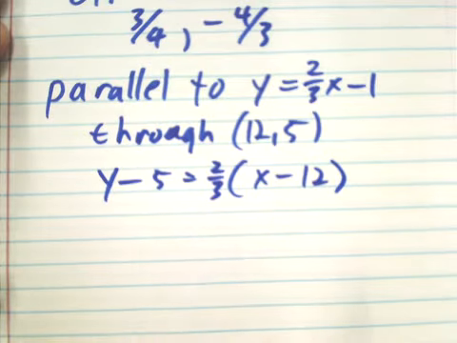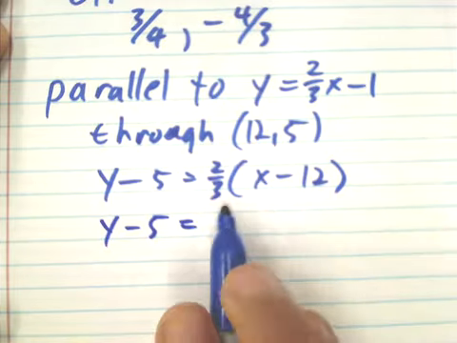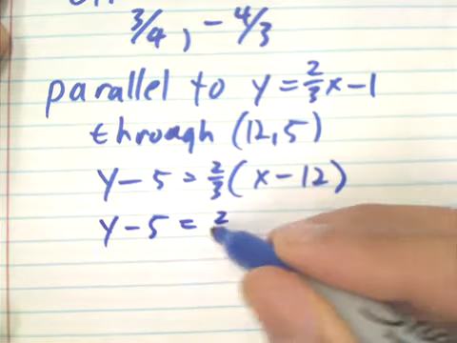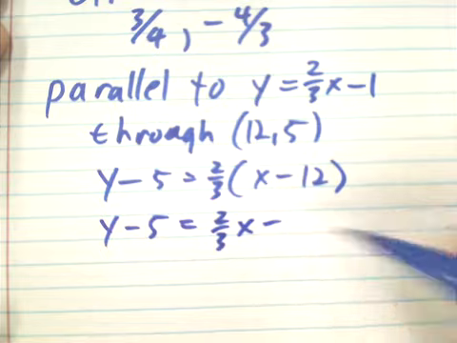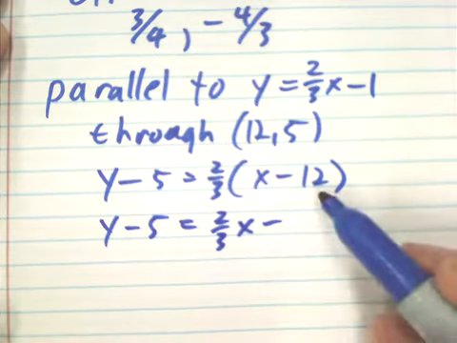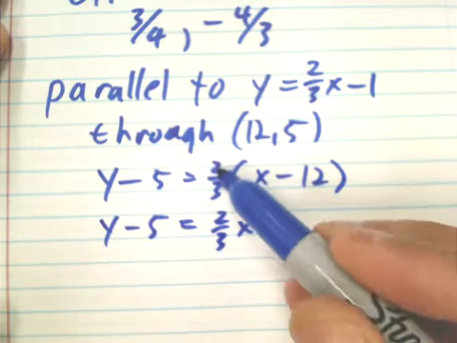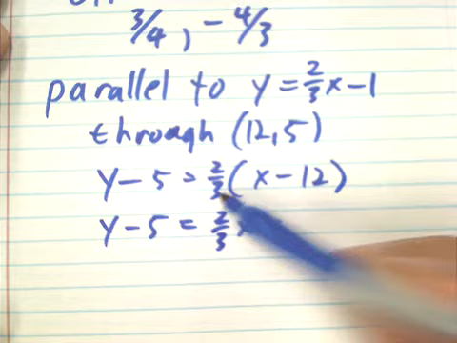Now, the problem might also say, hey, put this in slope-intercept form. So we can also do a little bit of work here to put this in slope-intercept form, and it usually will say that. So the first thing I'm going to do is distribute the 2/3. So it'll be 2/3 times x, and 2/3 times 12. Well, 12 times 2 is 24, divided by 3 is 8.